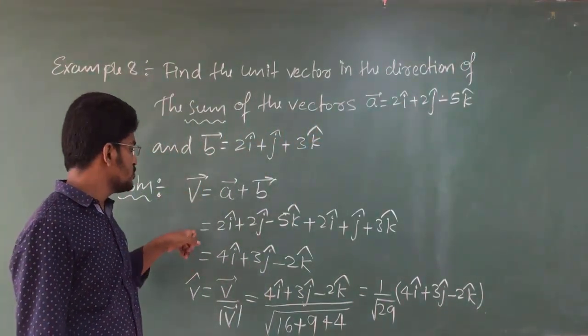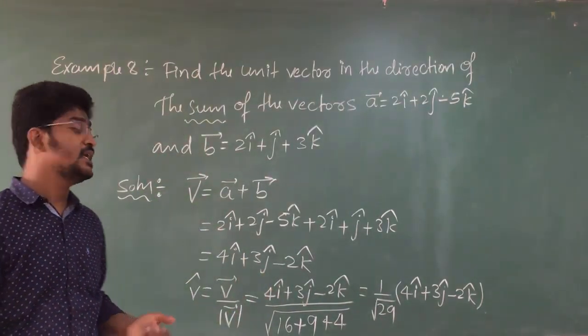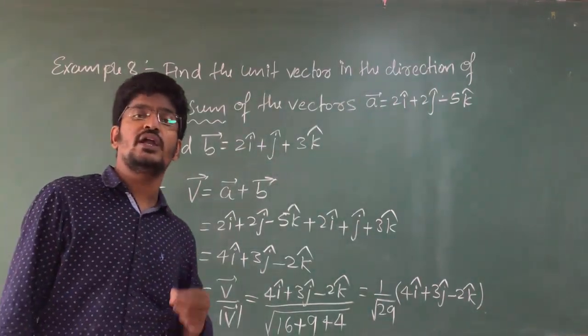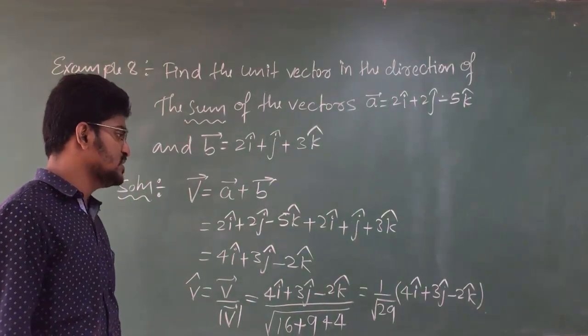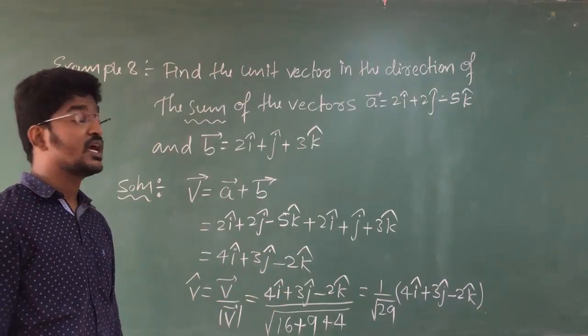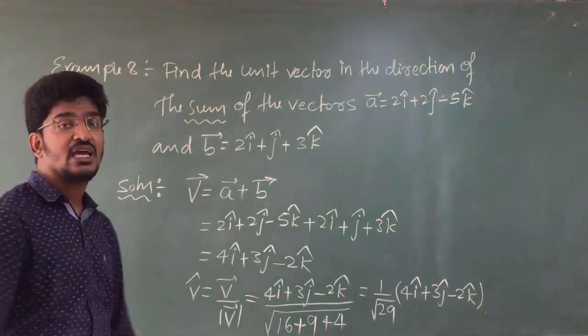That means first you have to find the sum of vector a and vector b, then you have to calculate v cap. Then only you are going to get the required answer. So for that reason, this will be the answer, that is 1 by root 29 into 4i cap plus 3j cap minus 2k cap. Therefore, this is how you have to simplify your example 8.